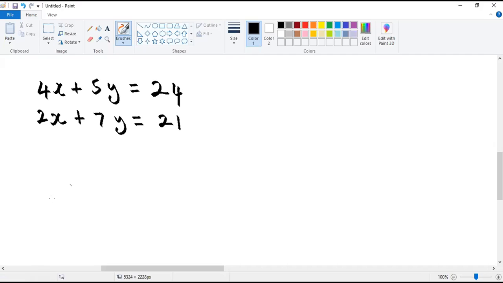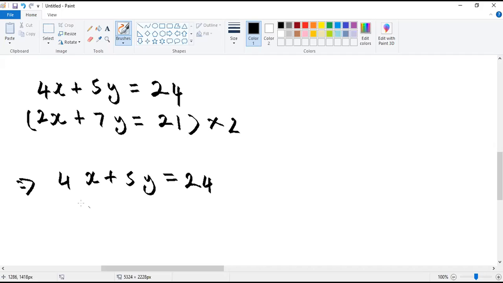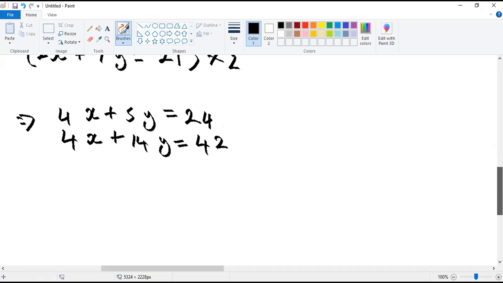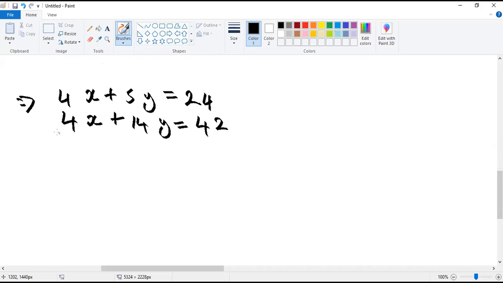Then I changed the pens. I made the pens the same, so I multiplied the first equation by 1 and the second one by 2. So in essence, we're going to get 4x plus 5y, and 4x plus 14y equals 42. So I then went ahead and subtracted.